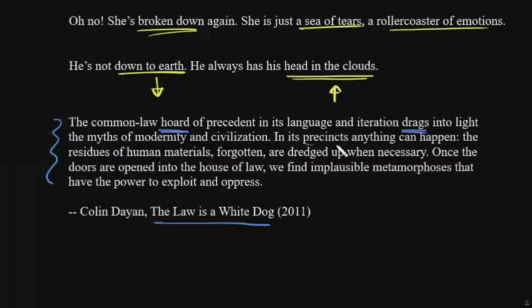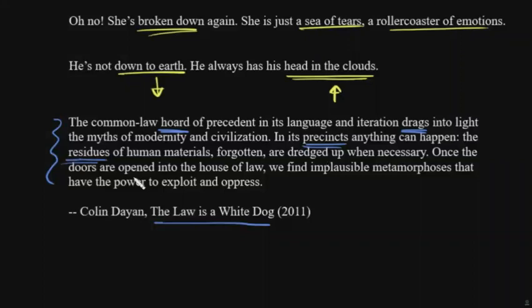And then we have precincts. There's our next metaphor. Suddenly we're talking about the limits or the boundaries of a city quarter or a house. So we've jumped from a hoard to a house or a city. We have the residues of human materials. Okay.